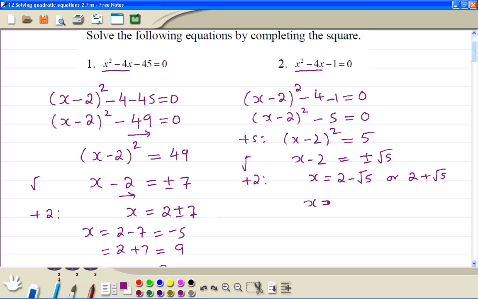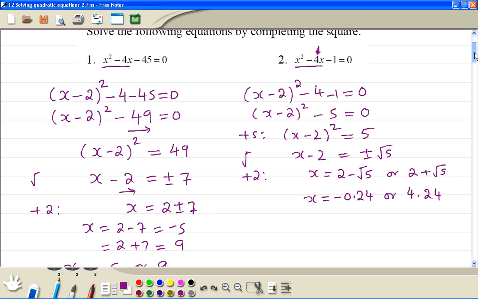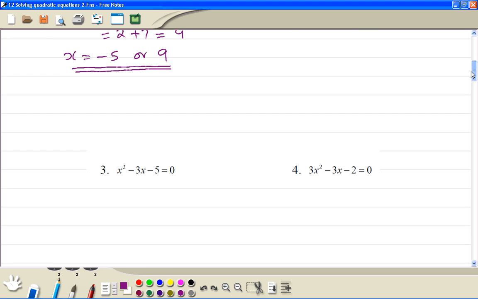In decimals, to two decimal places, this answer is minus 0.24 or 4.24. Again, if we add these two numbers, the answer is 4, and it's always matched to that number there, the coefficient of x. Let's do number 3.